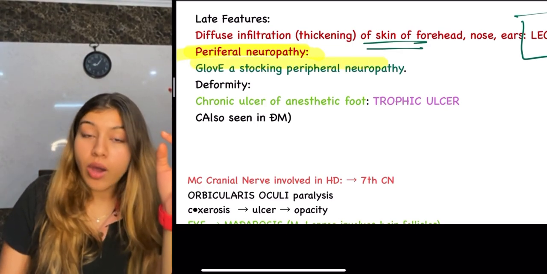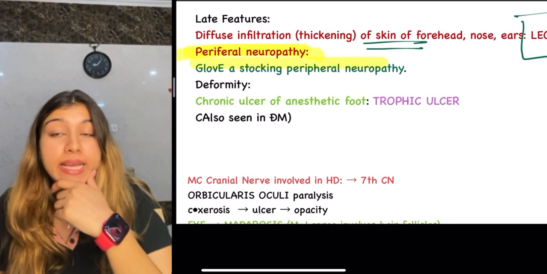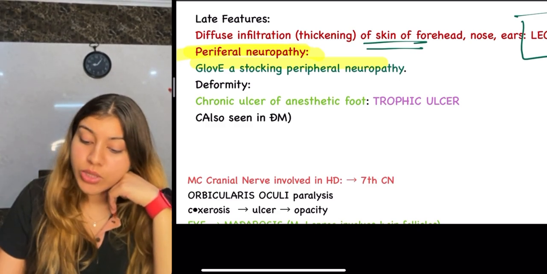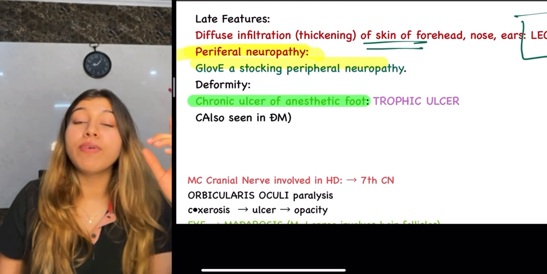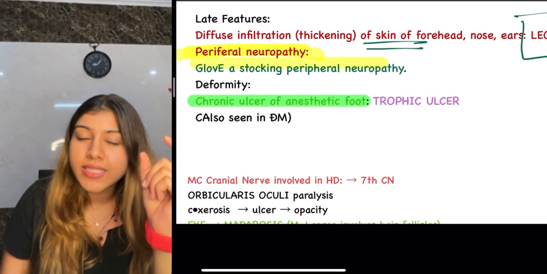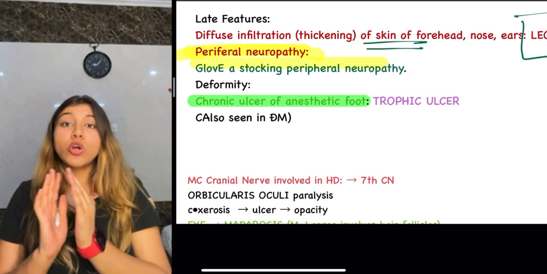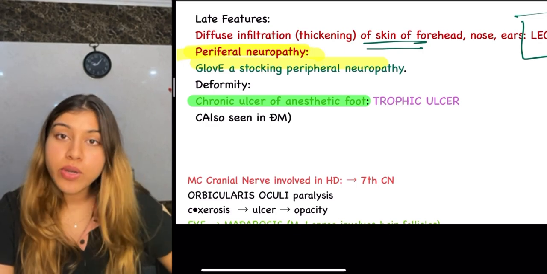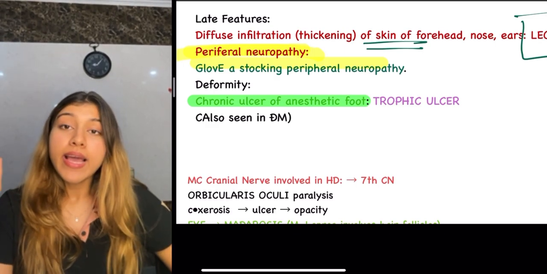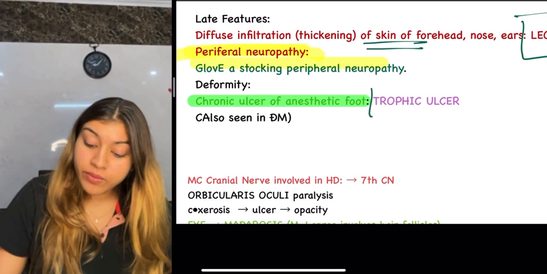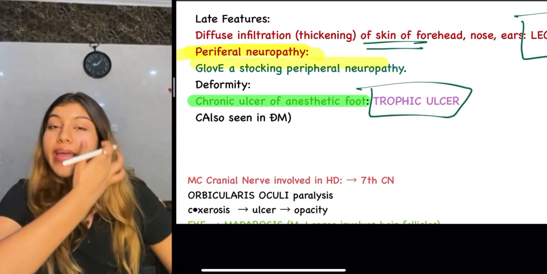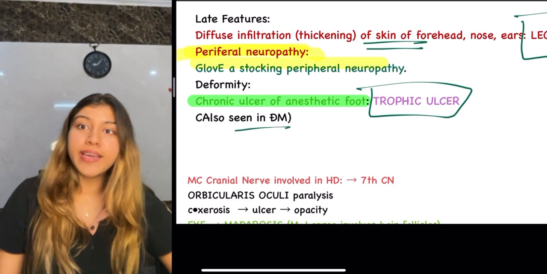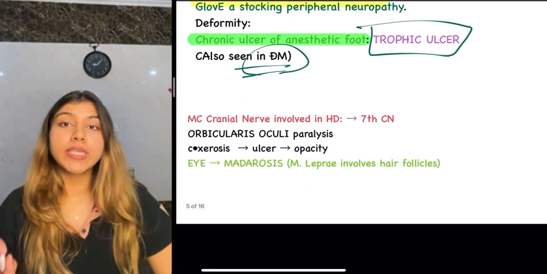Now since we know that there's a glove and stocking neuropathy, there is going to be a deformity. And what is the deformity? There is going to be a chronic ulcer of anesthetic foot. What do they mean by anesthetic foot? That means that this foot is going to be numb. So if it is numb and there is an injury, will the patient know? No, the patient will not know. He's not going to do anything about it. Hence, what will happen over there? It will result in a trophic ulcer. Where else do I see such a condition? Very good. I will see this in diabetes mellitus as well. This feature is also seen in diabetes mellitus.